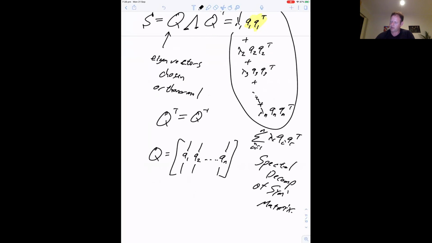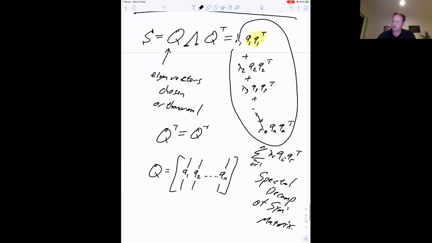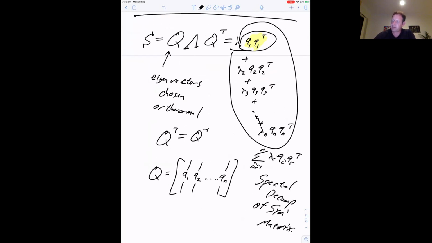It's sometimes also called the dyadic expansion, just a different name. Dyadic expansion. Each one of those rank 1 matrices is called a dyad. And later on in the course, when we get to singular value decomposition, it's of the same type. Guys, this is very powerful, because you're taking the matrix S and writing it as a sum of rank 1 matrices.